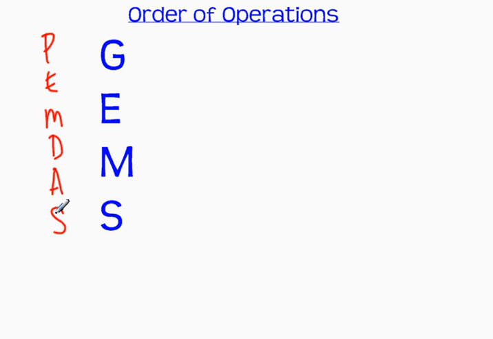P-E-M-D-A-S. And some teachers have us remember "please excuse my dear Aunt Sally" as a way to remember this. Well, we're going to use a different acronym called GEMS, G-E-M-S, instead of PEMDAS, and I'm going to explain the two main reasons why. Before I explain those two main reasons, I'd like you to go ahead and copy down what GEMS stands for.